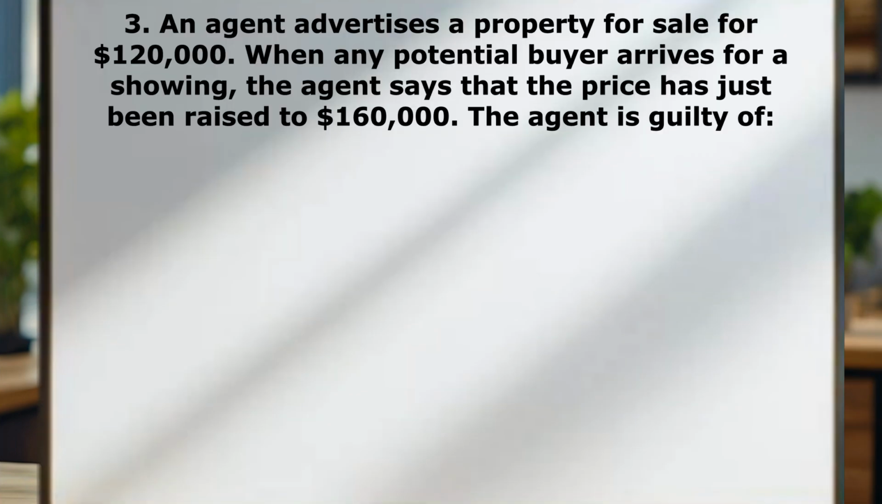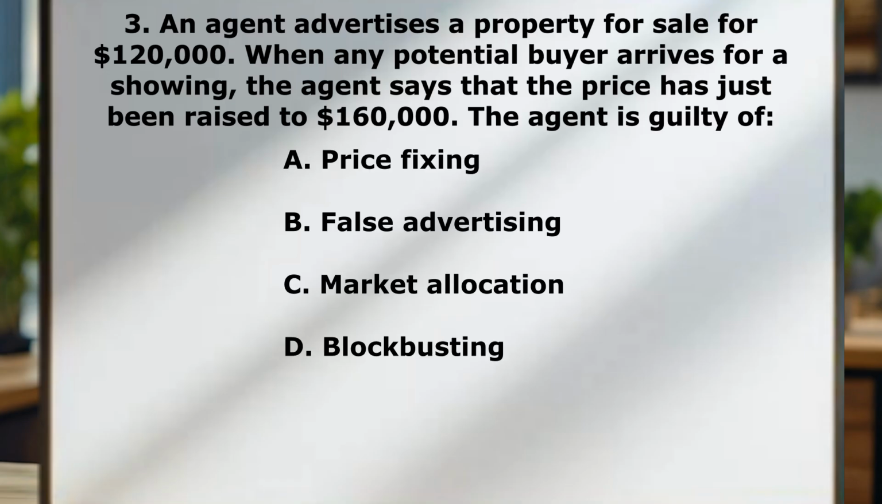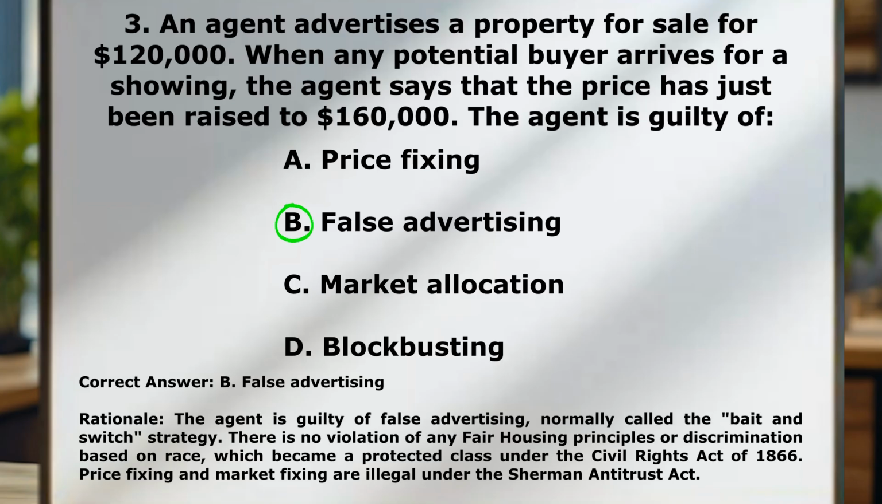Question number 3, an agent advertises a property for sale for $120,000. When any potential buyer arrives for a showing, the agent says that the price has just been raised to $160,000. Wow, this agent really out here hustling. The agent is guilty of A, price fixing, B, false advertising, C, market allocation, D, blockbusting. Correct answer here is B, false advertising. So this is typically what's called a bait and switch.